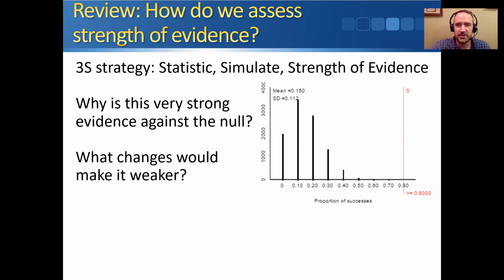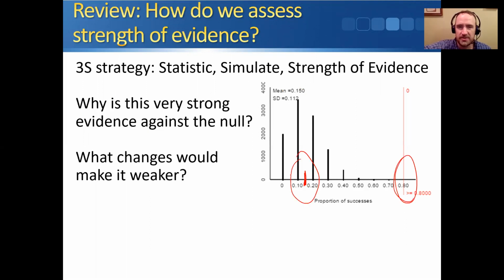Why is this very strong evidence against the null? And what changes would make it weaker? So, this is very strong evidence against the null hypothesis because the null hypothesis is suggesting that we should be seeing a proportion of about 0.15 over in here. And our simulation of what would happen if that were the truth suggests most of the time we'd see results something like this. Whereas the statistic we actually saw was way out here.